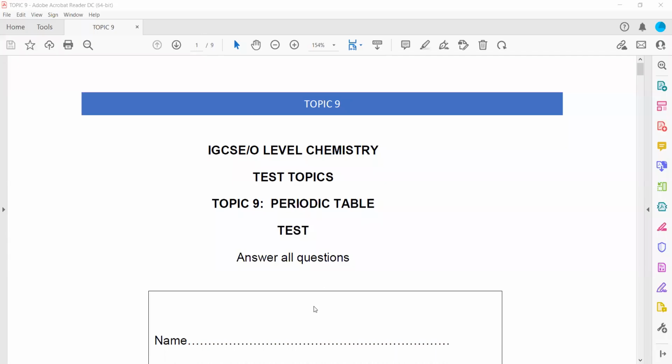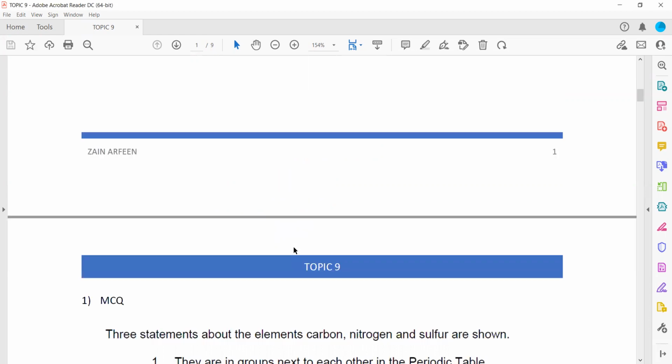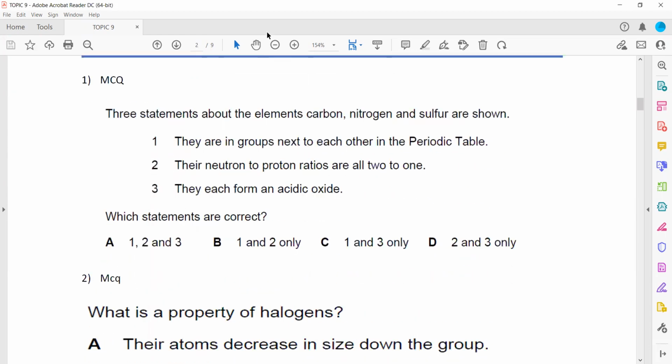which was about the periodic table. So in the first question, 3 statements about the element carbon, nitrogen, and sulfur. So carbon is actually group 4 element, nitrogen is group 5, and sulfur is group 6.